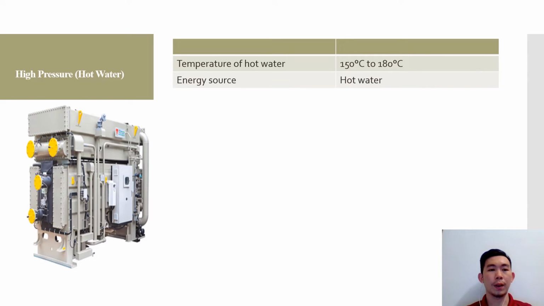Next is high pressure hot water. Temperature of hot water needed is 150 degrees Celsius to 180 degrees Celsius, and the energy source is hot water.